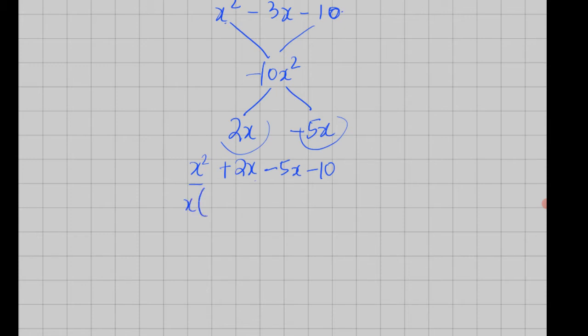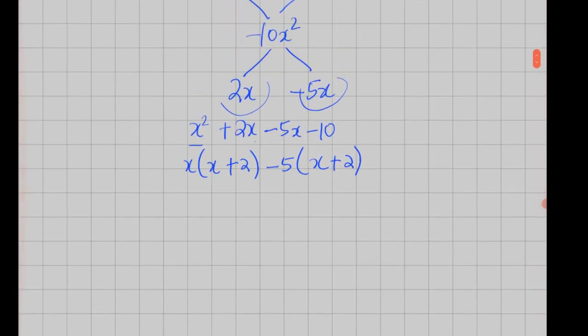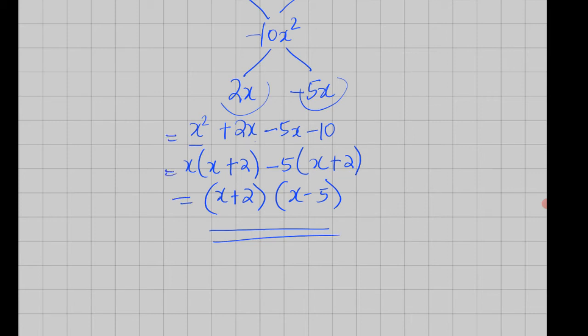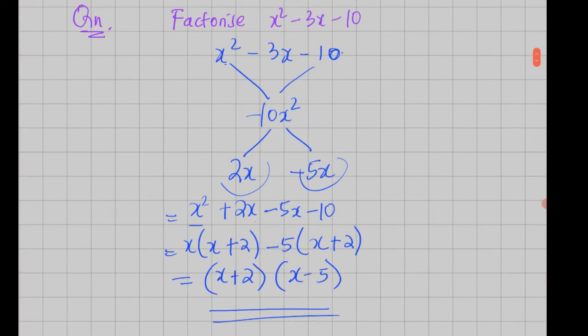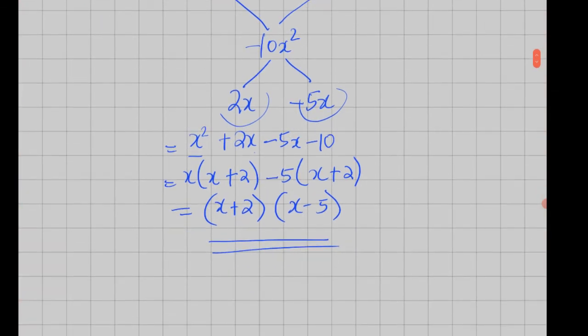What are the factors? x into x squared is x, x into plus 2x is plus 2. And what is the factor here? It's minus 5. Minus 5 into minus 5x, we get x. Minus 5 into minus 10, we get plus 2, right? So we get x plus 2 times x minus 5, right? So this will be our answer. So we've factorized a quadratic expression into two linear expressions, right?